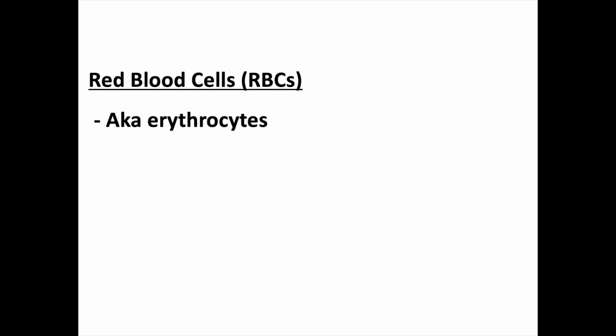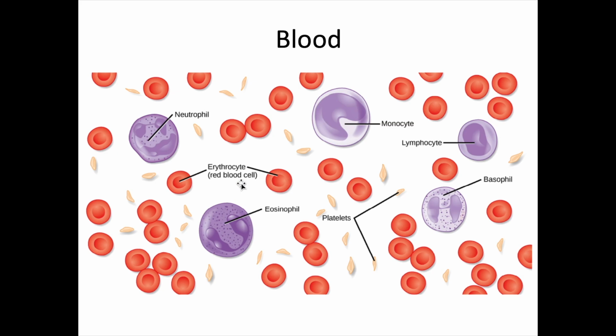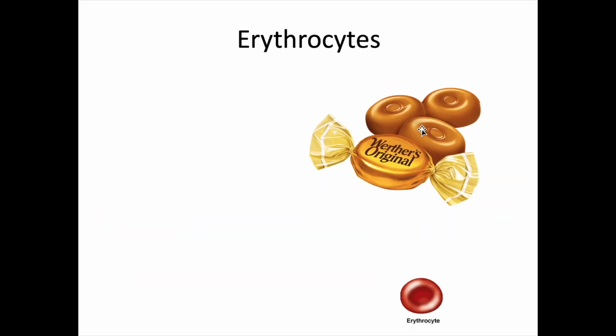Let's talk about the red ones first. Red blood cells, sometimes abbreviated RBCs, are more formally known as erythrocytes. You see the red ones here. I always think their shape reminds me of Werther's Original candies because they have a unique shape. They're disc-like with a flattened center. Most cells are kind of like a sphere, but they have this flat center, and that's because of something that happens during their development.